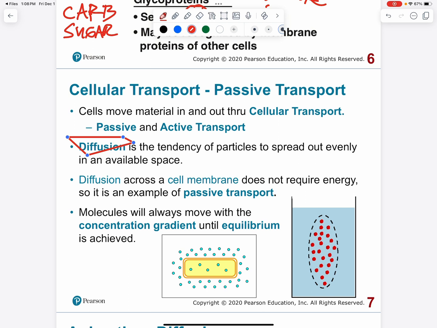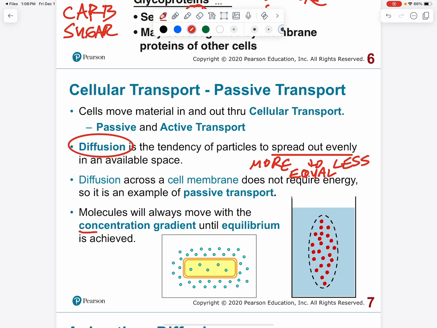Sometimes these shapes don't quite work out, so I'll delete it. If you get your shape correctly, it will recognize, hey, you wanted an oval. And if you do an underline and hold it, it makes it a nice even line. So diffusion is the movement of molecules when they're spreading out, when they're going from where there is more to where there's less, until it reaches equilibrium.